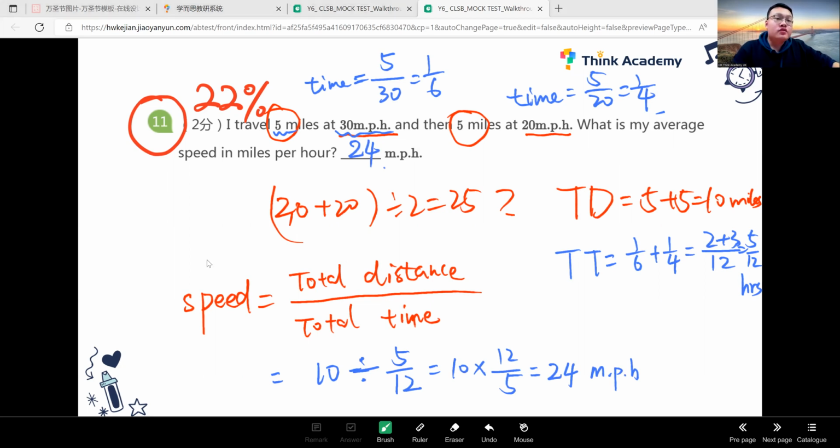Just remember, to get the speed, the only way you can do it is to use the total distance divided by the total time. That will be the average speed. You cannot use speed 1 plus speed 2 and divide by 2. It's not right. I'm going to give a cross to it. It's not correct.